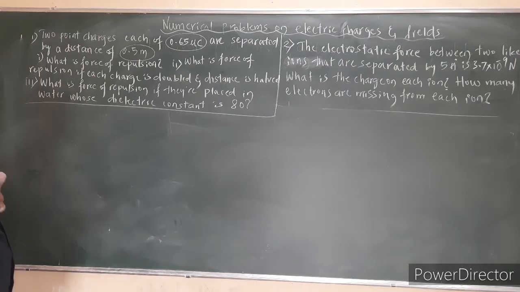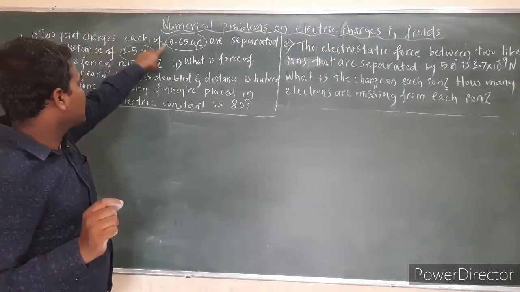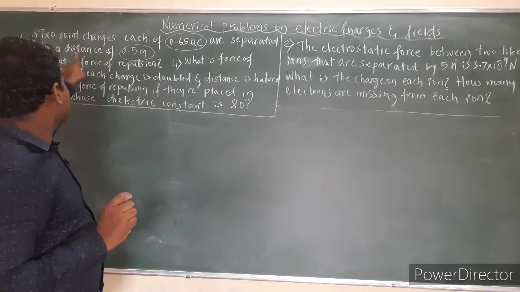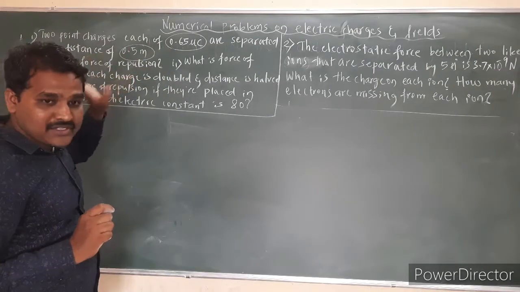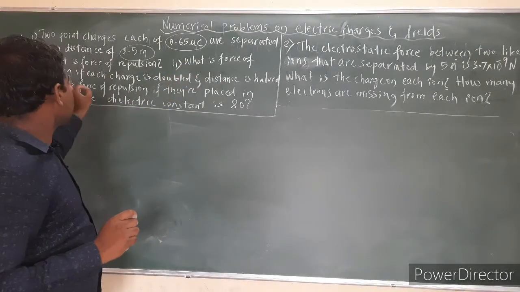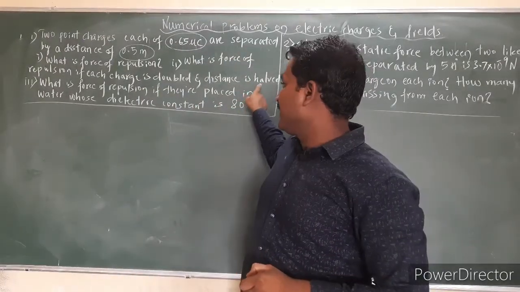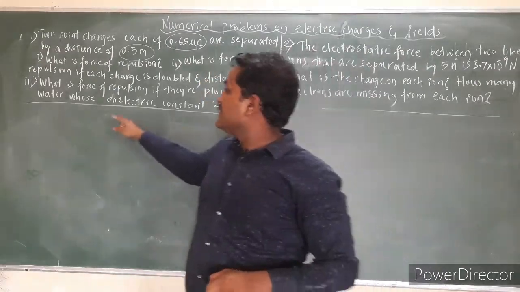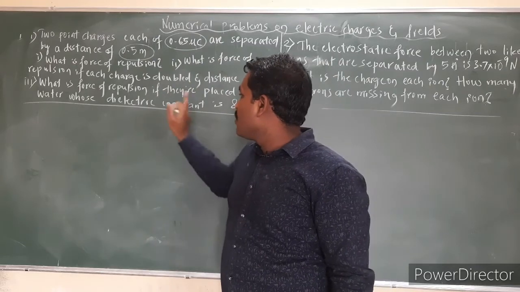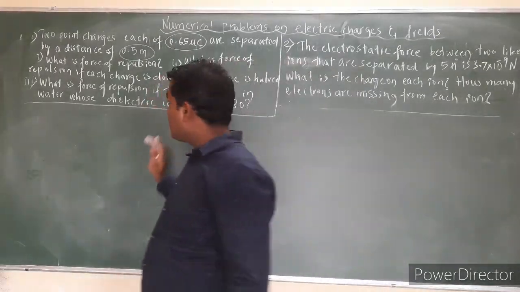What they are asking to find out: number one, what is the force of repulsion? Since both are like charges, definitely there will be a repulsive force between them. We have to find it using Coulomb's law. Number two, what is the force of repulsion if each charge is doubled and the distance between the charges is halved? That is a separate case. Then the third case: what is the force of repulsion if they are placed in water whose dielectric constant is 80? So gradually we shall start with part 1.